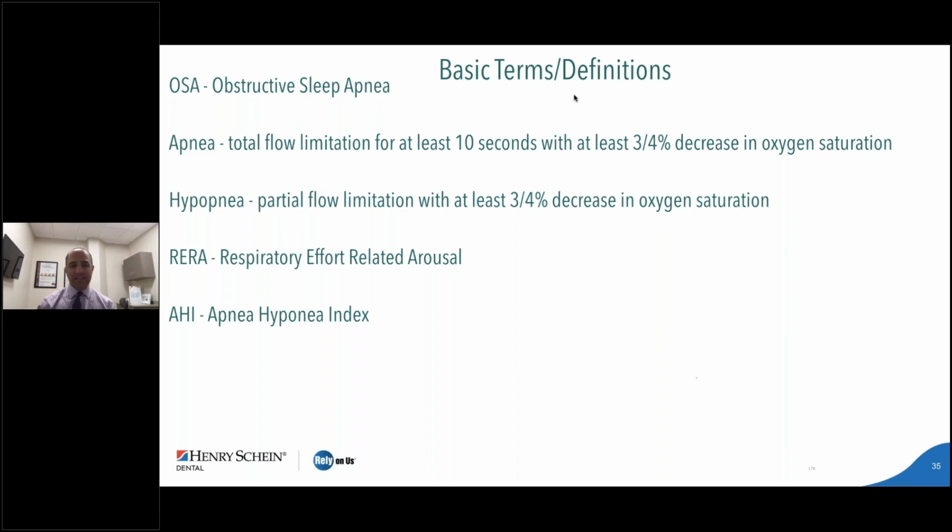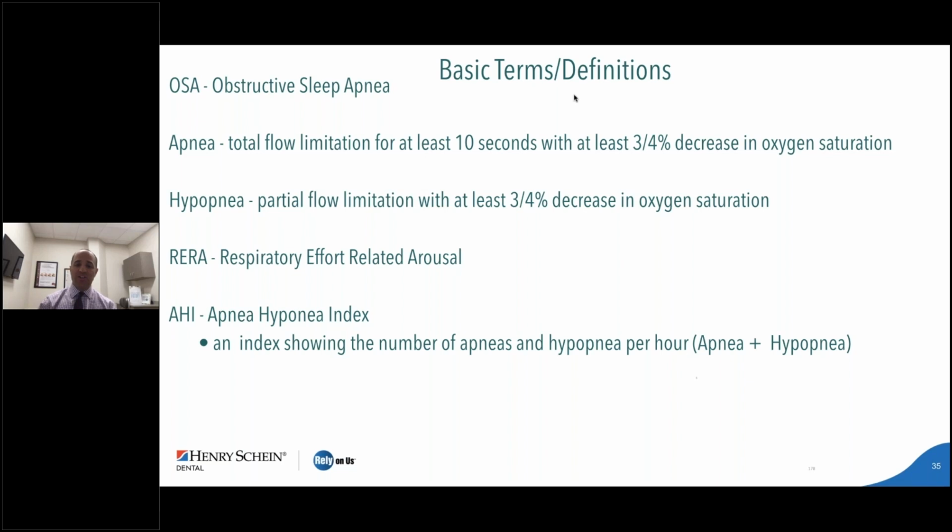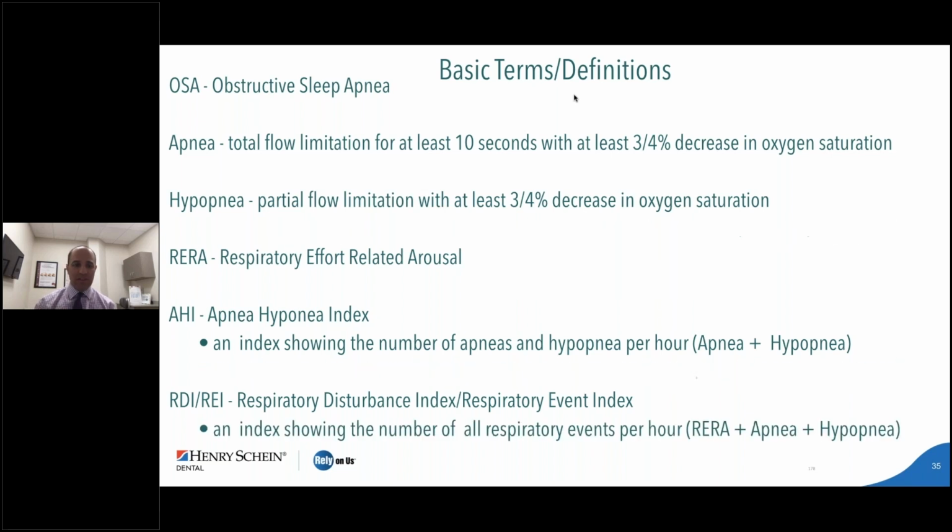That's an index that's used to score the studies, and it shows the number of apneas plus hypopneas per hour. And then we have RDI-REI, which is respiratory disturbance index or respiratory event index. You'll see these acronyms used throughout the sleep studies based on the sleep physician and the scoring criteria they use. So REI-RDI shows RERAs, apneas, and hypopneas per hour.